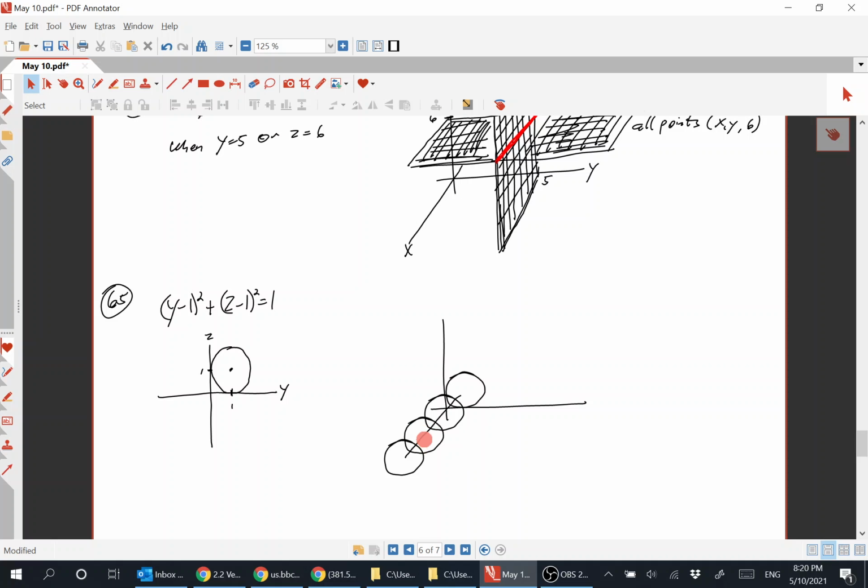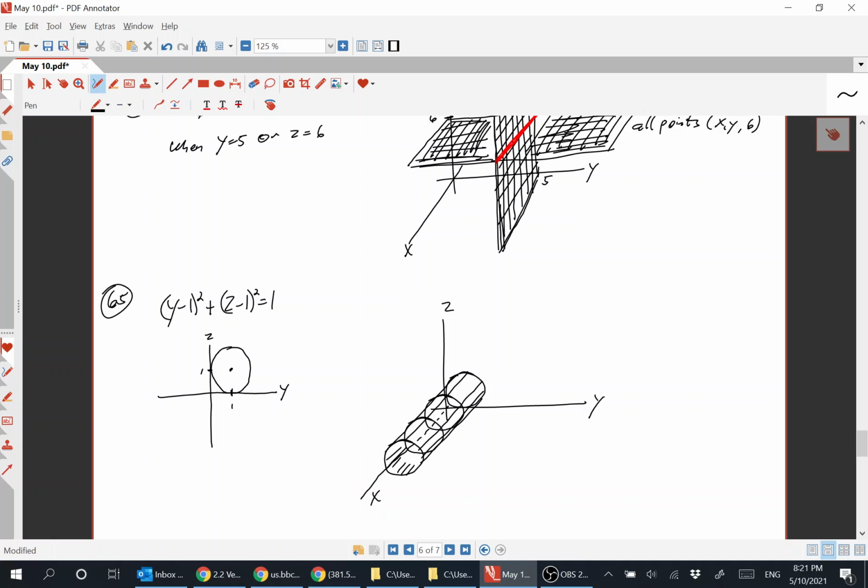Because the x-coordinate can be anything. The equation just has y's and z's. All right? So the y and z are constrained as shown, but the x-coordinate can be anything. So what happens is you just take the picture in the yz plane and you extend it along the x-axis. It doesn't look good, does it? So x-axis, y-axis, z-axis. Make sense?